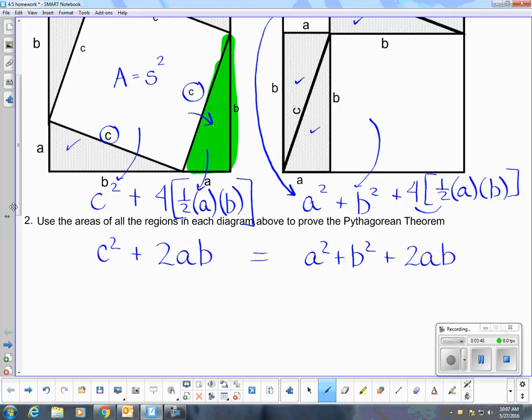And what we know is because the 2 trays are the same and they have the same area, we say that they are equal to each other. So the tray on the left is equal to the tray on the right. So as you can see, if we have 2AB on the left side of the equation and 2AB on the right side of the equation, we can cancel those, and that leaves me with C squared is equal to A squared plus B squared. So we've just proven the Pythagorean theorem by using the area of figures.